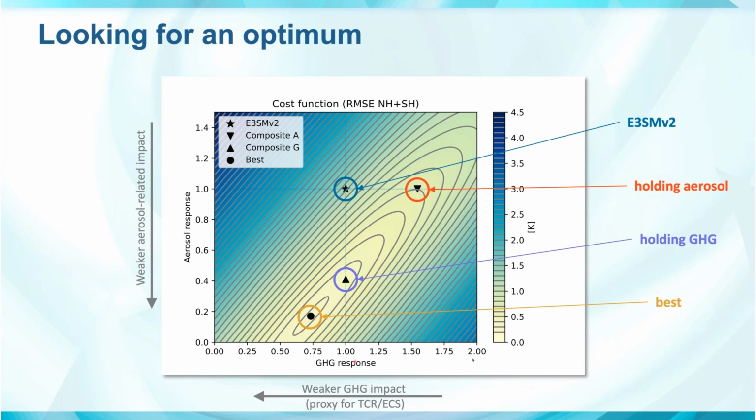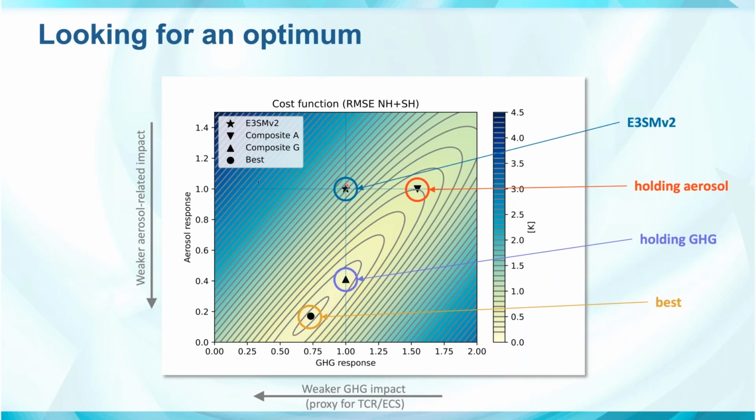So on the x-axis is modulating the greenhouse gas response. On the y-axis is modulating the aerosol response. So the one point here is E3SM V2. And you can see that the cost function has quite an interesting shape. We have a relatively broad valley here, but the global minimum is here. So let's start with E3SM V2 here. And if we wanted to improve V2, let's consider a few different options.